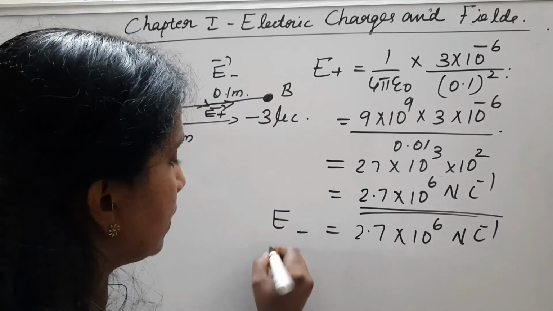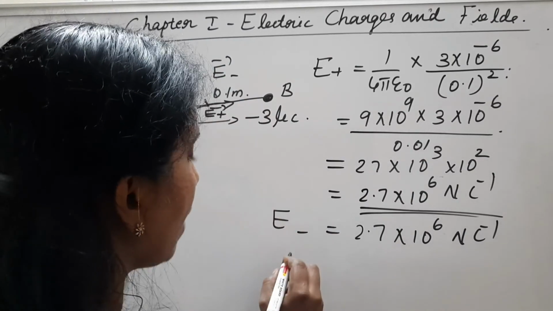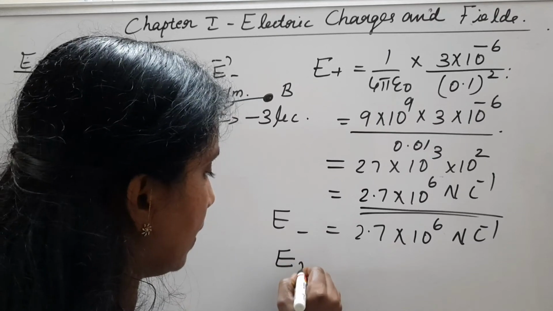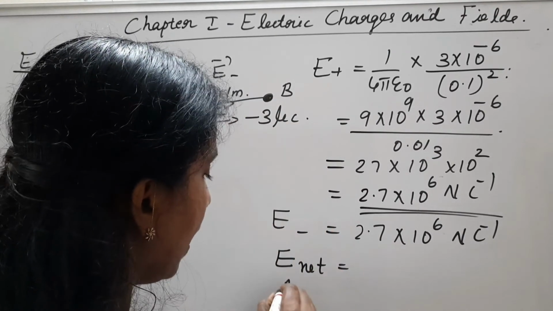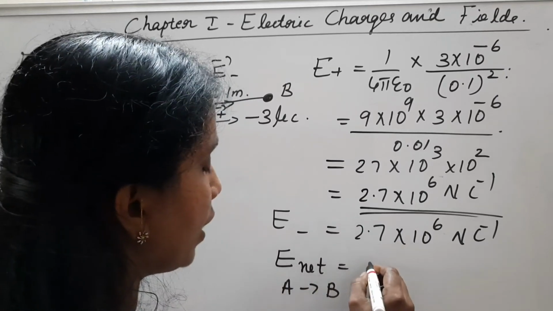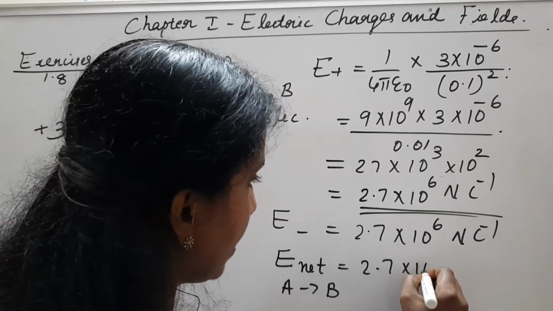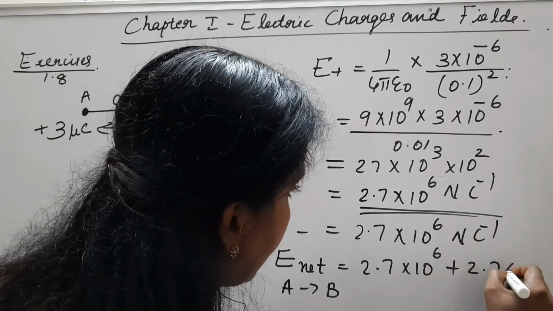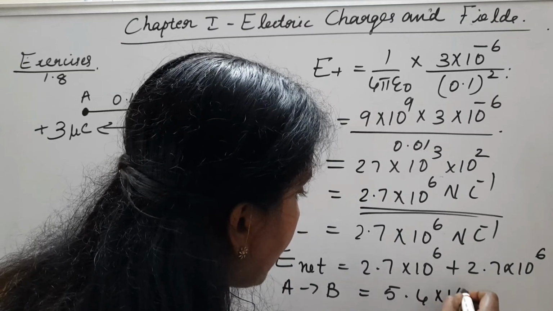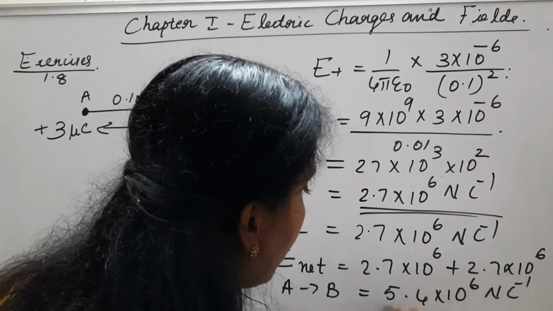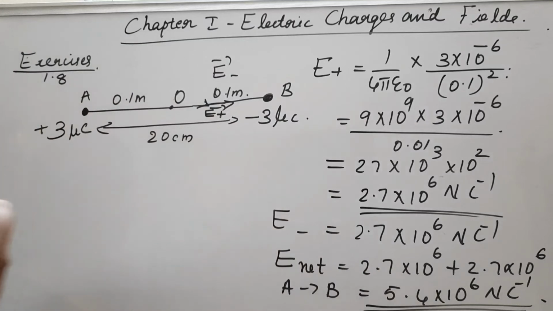Now since both of them are in the same direction, the net electric field E net will be in the same direction. That means in the direction A to B, and the value will be 2.7 into 10 raised to 6 plus 2.7 into 10 raised to 6. That means 5.4 into 10 raised to 6 Newton per coulomb will be the net electric field at the point O. So that is the answer to the first part of the question.